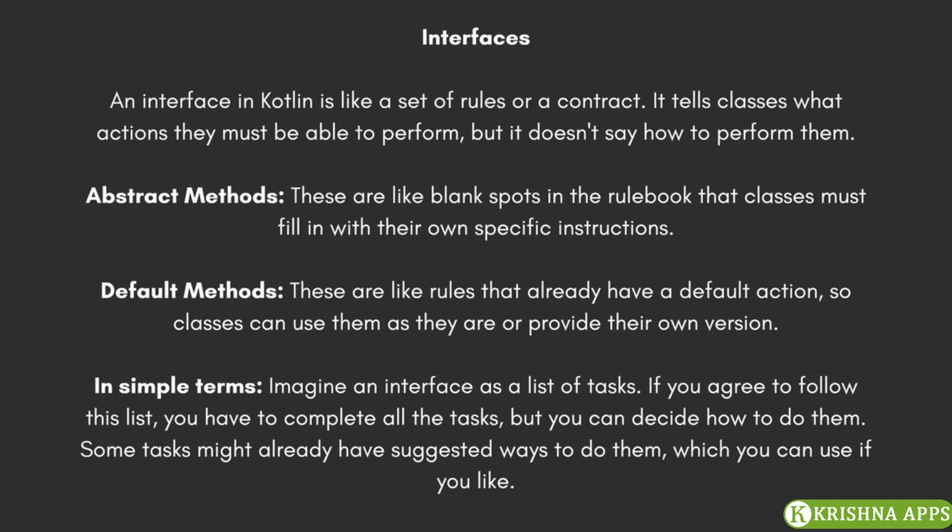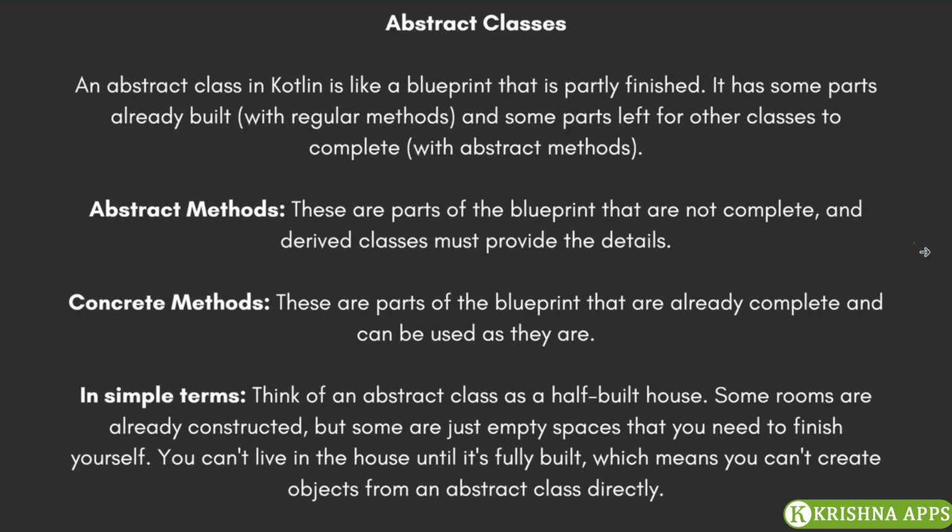Default methods are like rules that already have a default action, so classes can use them as they are or provide their own version. Simply put, you can imagine an interface as a list of tasks. If you agree to follow this list, you have to complete all the tasks, but you can decide how to do them. Some tasks might already have suggested ways to do them, which you can use if you like.